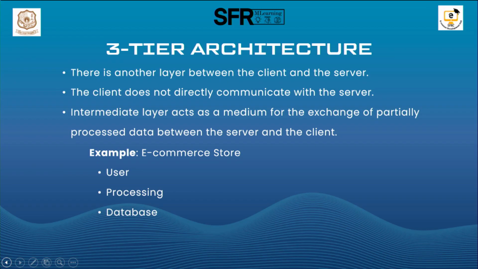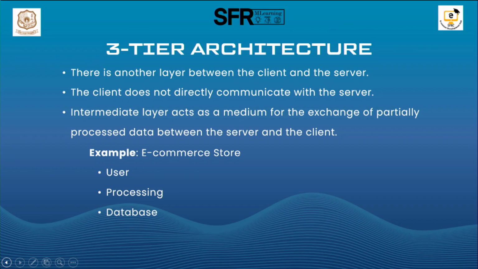The best example for this architecture is an e-commerce tool. In this, there are 3 phases we can see: user, processing and database. In user, you can visit an online store, search for a product and add it to your cart. Then processing. The system checks if the product is in stock, calculates the total price and applies any discounts. Then database. The product details, your cart and order history are stored in the database for future reference.